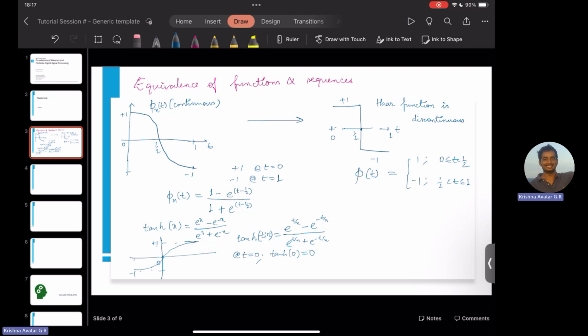Let's see if we can. So we want, the thing is, we are parameterizing it with respect to some n. n happens to be the index of the function, or the parameterizing that we are doing, and t happens to be the continuous variable that we would want to have. So that is our goal here.